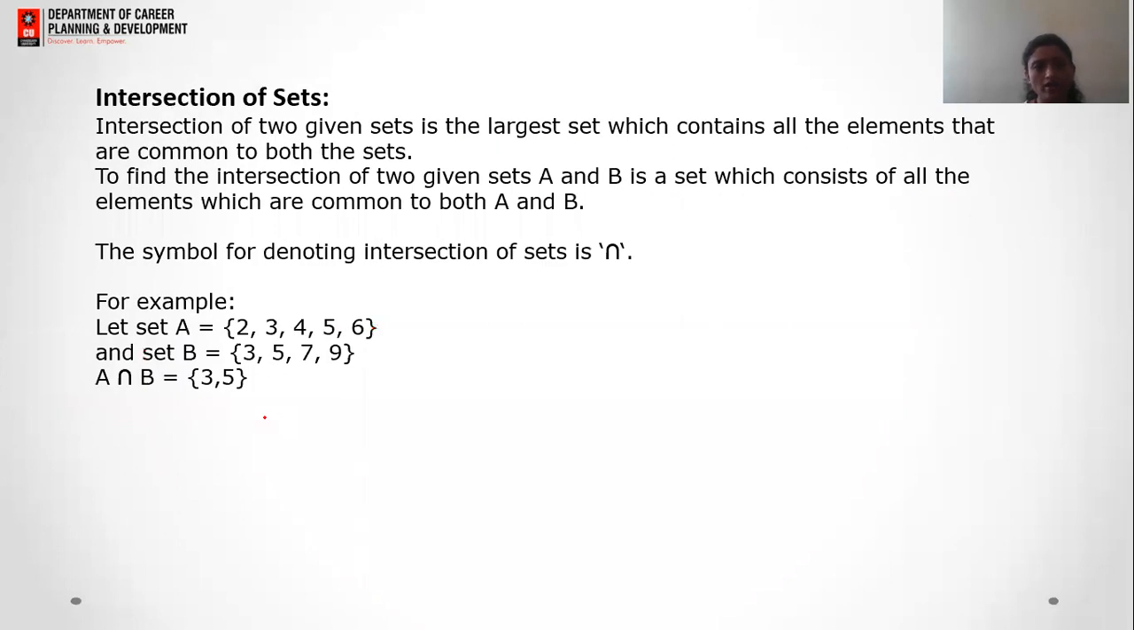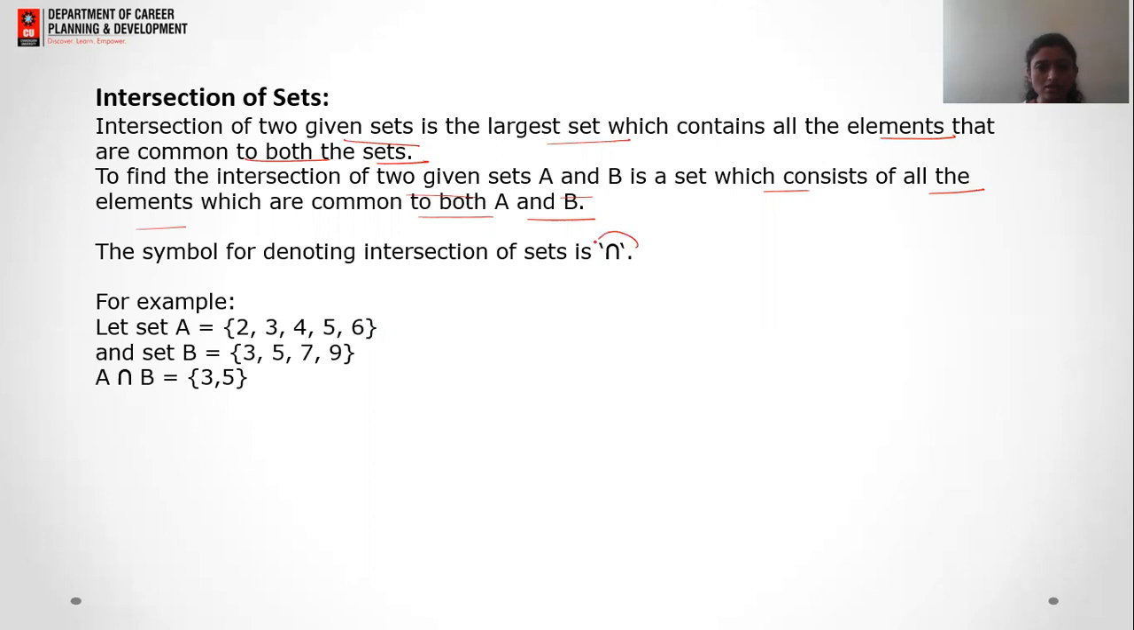And the next one is the intersection of two sets. What is the intersection? The intersection of two given sets is the largest set which contains all the elements that are common to both the sets. Only the common elements we will use in the intersection. So the intersection of two given sets A and B is a set which consists of all the elements which are common to both A and B.